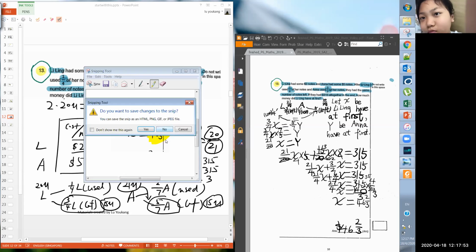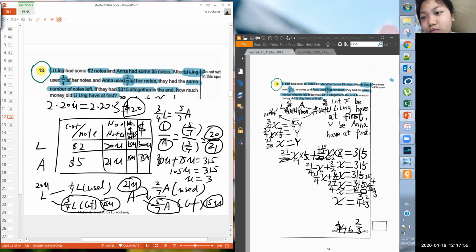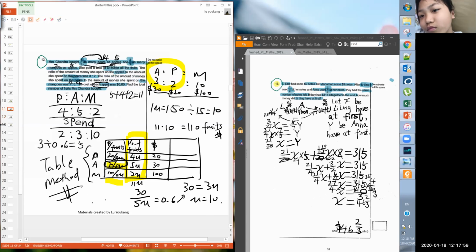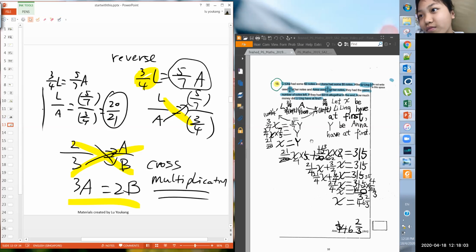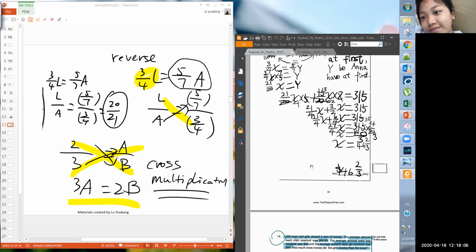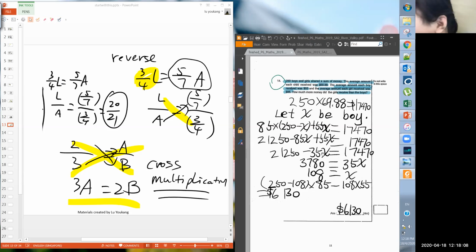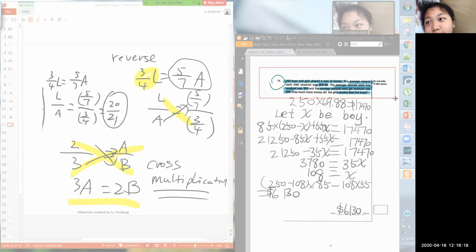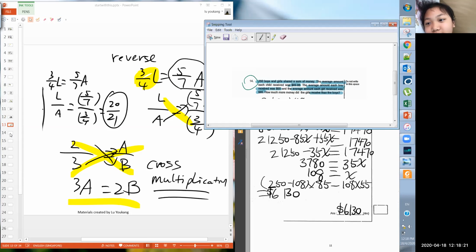Can we move on to the next question? Yeah. So basically 2 questions you need to use table method. Okay? Which I did not see here. Okay? Wow. Same thing. I think this question also you need to use table method. Because I see each.